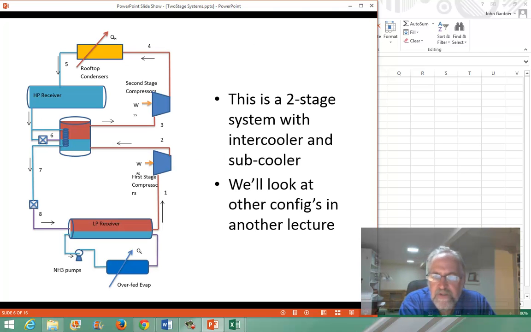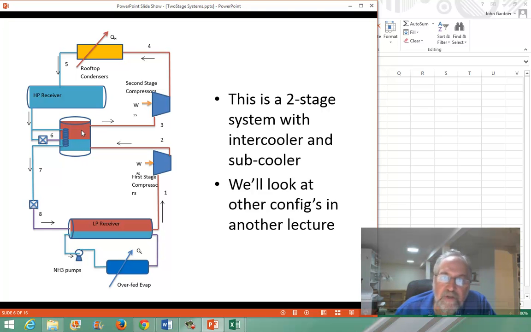So I put together this kind of cartoon, a schematic of what it looks like. The first stage compressor is down here. So this is the first stage. Here's the second stage. This is the intercooler with the subcooler. We'll walk through this real quickly. The first stage compressor takes the vapor at suction pressure and takes it up to intercooler pressure. So these three lines in this tank are all at intercooler pressure.